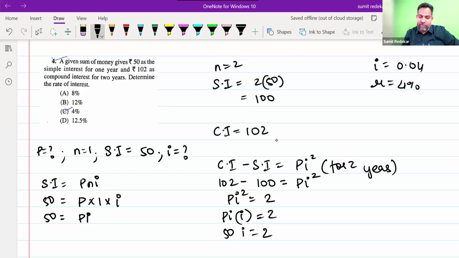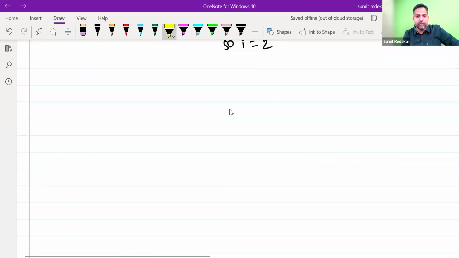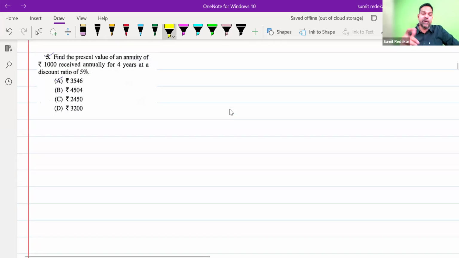Then can I say I is 0.04 or the rate is 4%. Same question we have done in our sheet. If not exactly the same, a question that is very close to this. That is question number 4. Moving on to question number 5.